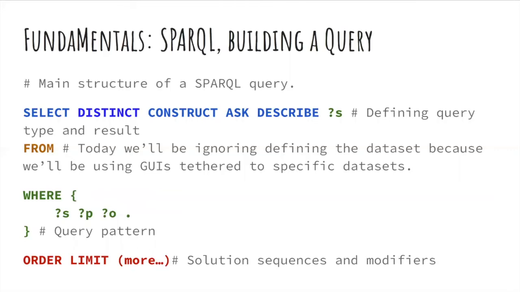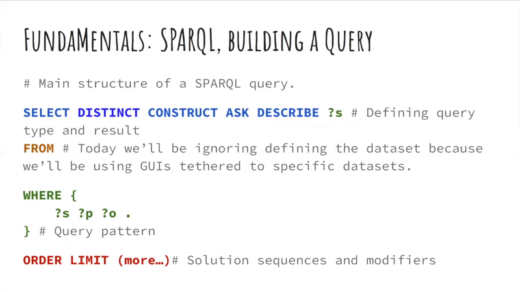So let's begin with the main structures of a SPARQL query. The colors in the slide are just to help refer to different sections of the query. In the blue area, we see select, distinct, construct, ask, describe. This section is where we define the type of query and the type of result we're looking for. So we want to select something, we want to select distinct things, we may want to construct an output based on matches, ask a yes/no question, or describe a particular set of entities or a particular entity.